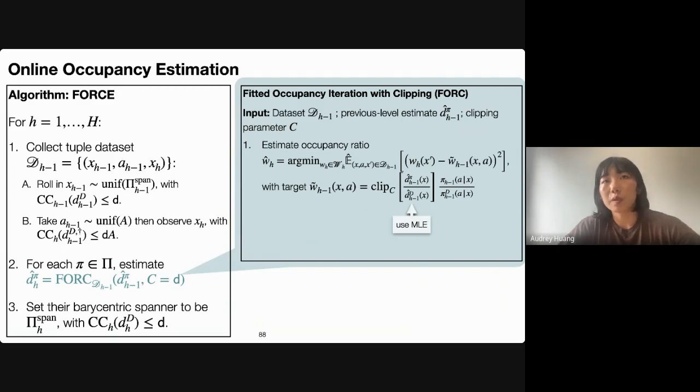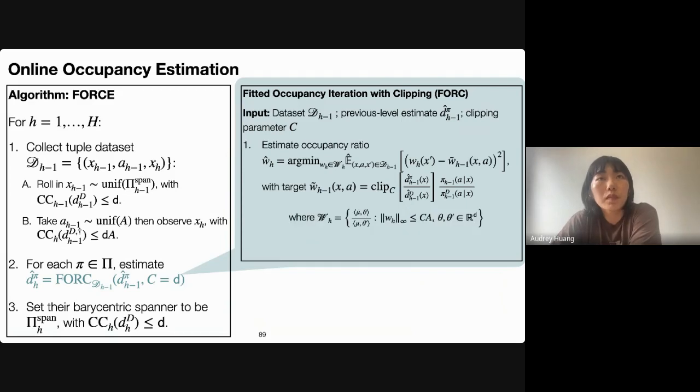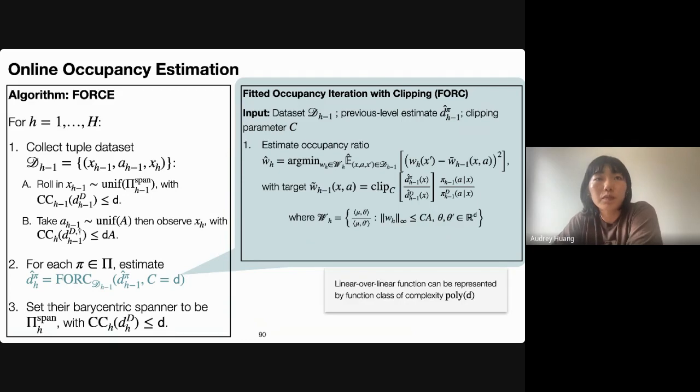So previously I've assumed that d_{D,h-1} is known, but we can just use standard maximum likelihood estimation guarantees to get an estimate for this data distribution. And the function class W_h is linear over linear with bounded norm. So the numerator is a linear function of μ, and so is the denominator. And we can control the complexity of this class using the rank d. And the typical supervised learning style analysis should give us something that we consider to be sample efficient.